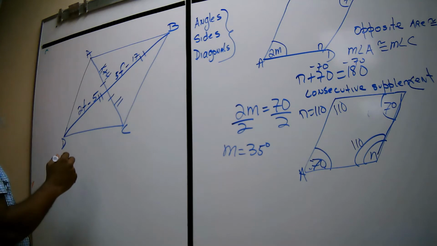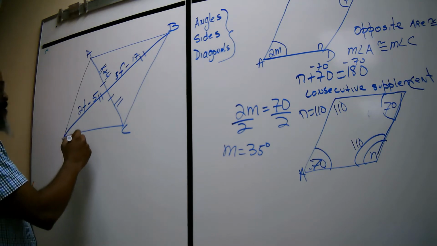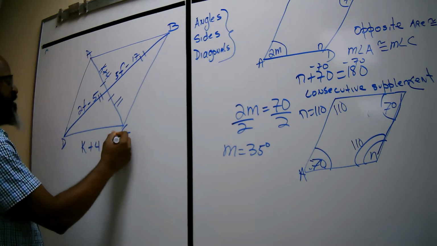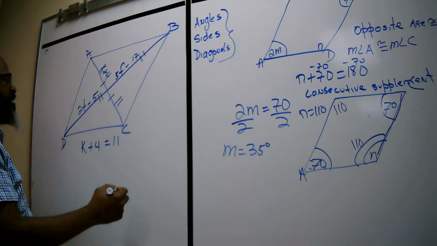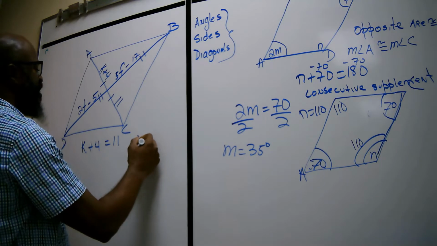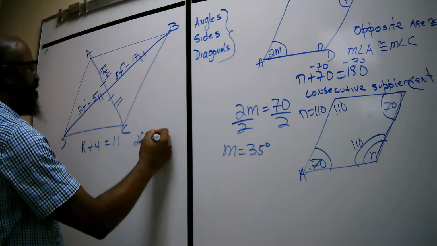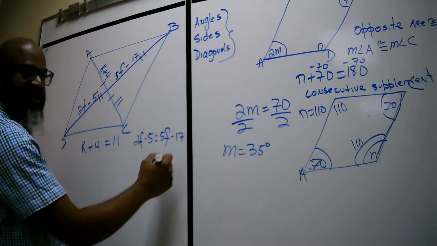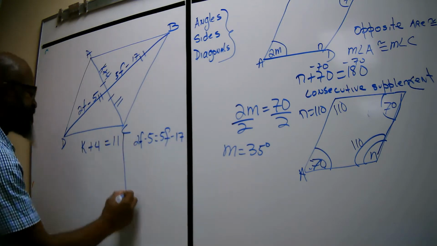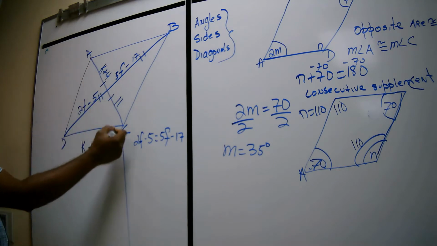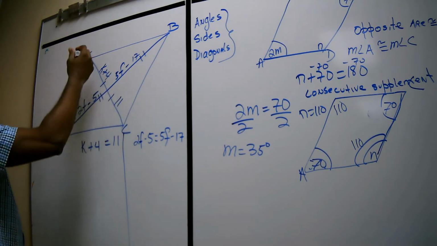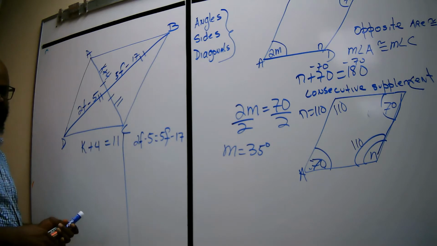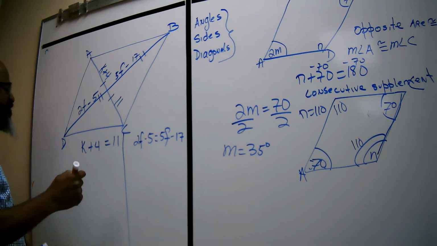My equation will be k plus 4 is equal to 11. That will give me k. And the other equation will be 2f minus 5 is equal to 5f minus 17. That will be my two equations. These are diagonals. Diagonals bisect each other in a parallelogram. Since I know I'm dealing with a parallelogram, I know that's the property that I have to use.